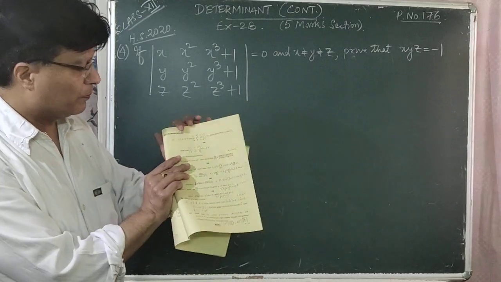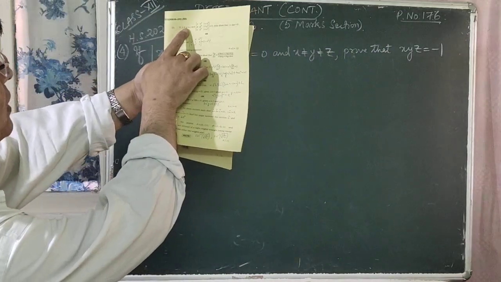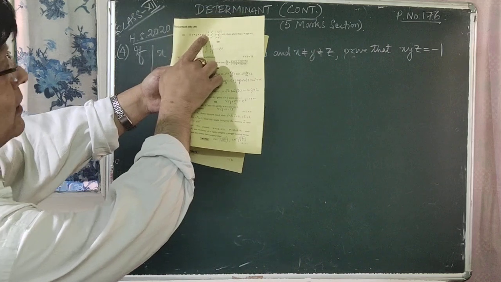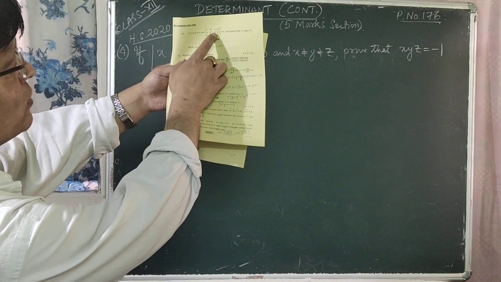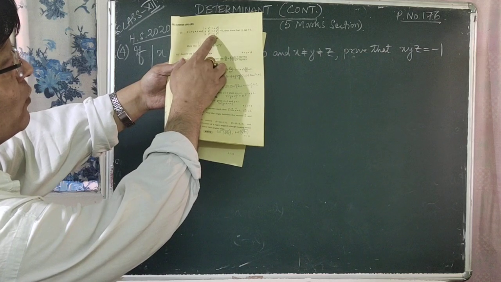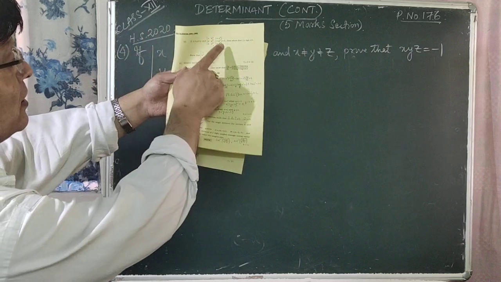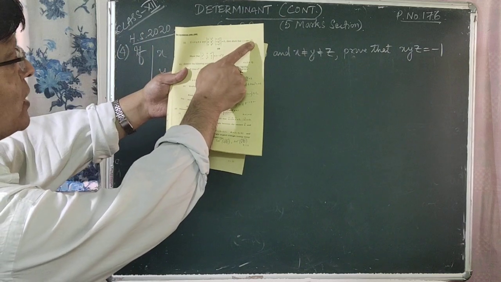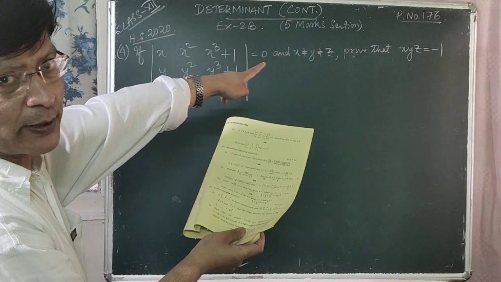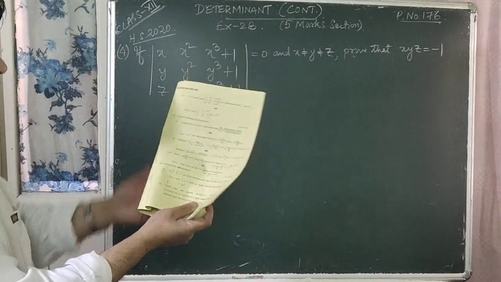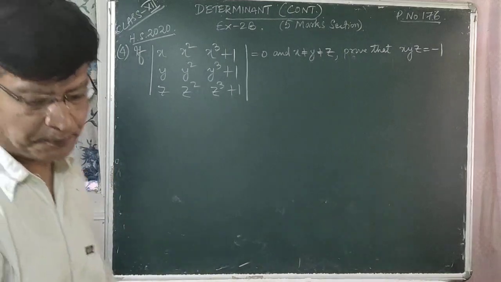In 2B, question number 2: if x not equal to y not equal to z and determinant x square, 1 plus x cube; y square, 1 plus y cube; z square, 1 plus z cube is equal to 0. Same determinant is there. Then show that 1 plus xyz is equal to 0. But here we have to prove xyz is equal to minus 1. So same question is there, isn't it? So it carries 4 marks. So let's do this question. Okay?